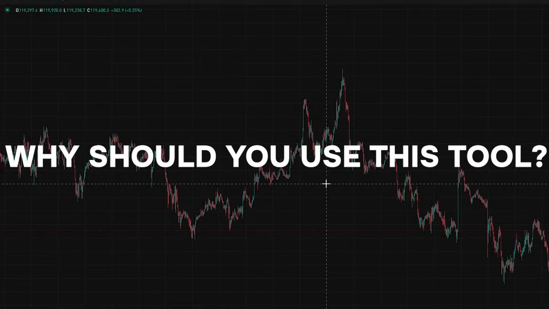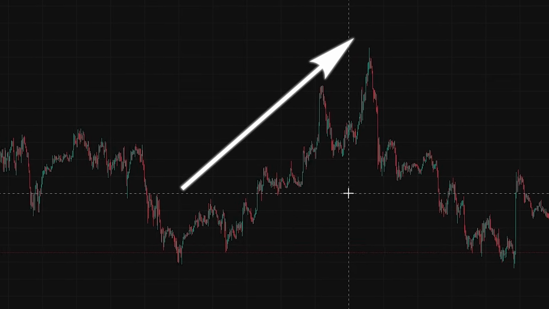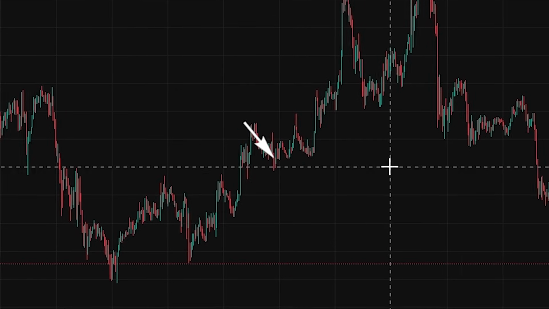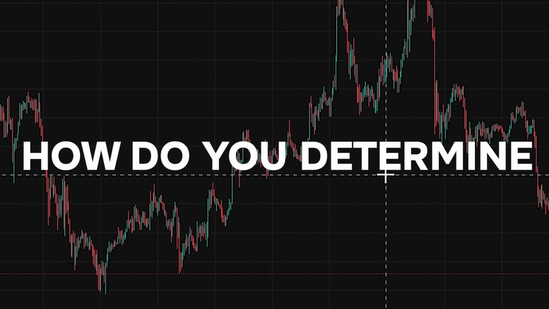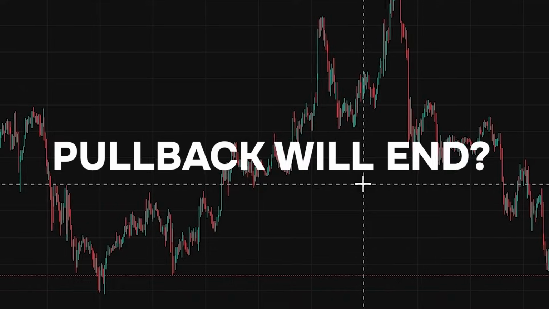Why should you use this tool? Imagine the market is trending. The best moment to enter is at the end of a pullback within the main movement, but how do you determine exactly where the pullback will end?